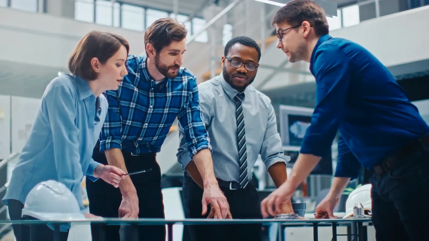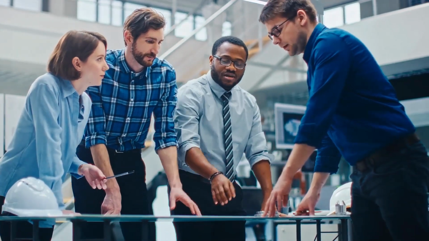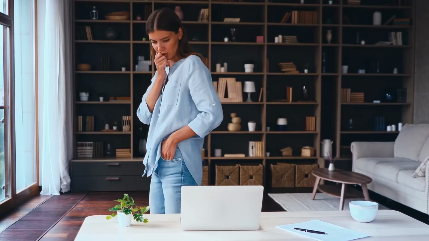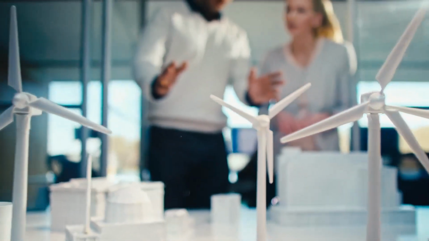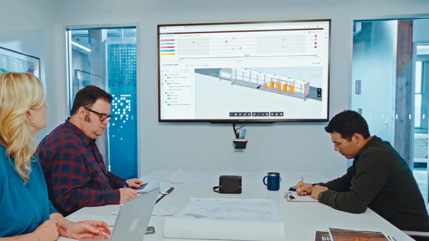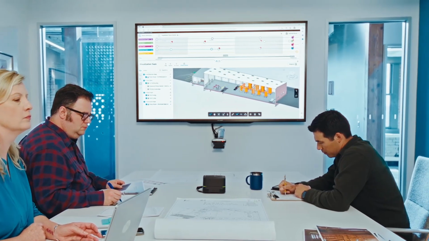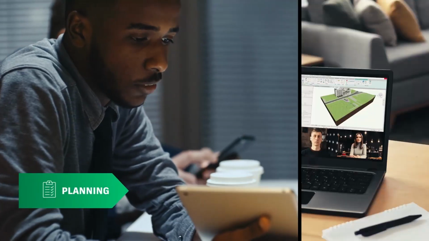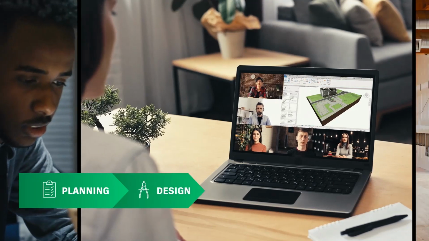Architecture, engineering, and construction firms are facing an uphill battle. With a labor shortage, dispersed teams, razor-thin margins, and mounting pressure to build sustainably, the industry needs to transform the way projects are designed and delivered. There is a solution that can help tackle each of these challenges head-on.